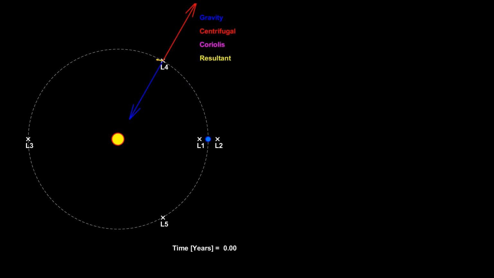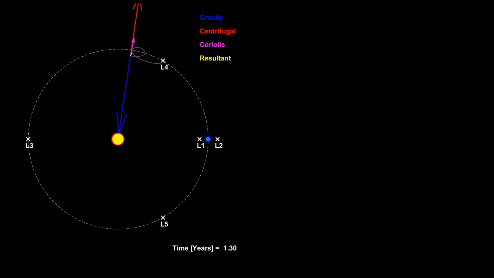We have the gravitational acceleration vector due to the combined effect of the Sun and the Earth in blue, the centrifugal acceleration in red, the Coriolis acceleration in pink, and in yellow we have the resultant acceleration, which is the sum of the gravitational, centrifugal, and Coriolis effects. Initially, the gravitational acceleration and the centrifugal acceleration are balanced, and so the spacecraft could have remained at L4 indefinitely. However, we introduced a velocity perturbation towards the Sun, and so a Coriolis force appears perpendicular to this velocity. Let's re-watch the animation, but now with the accelerations included.